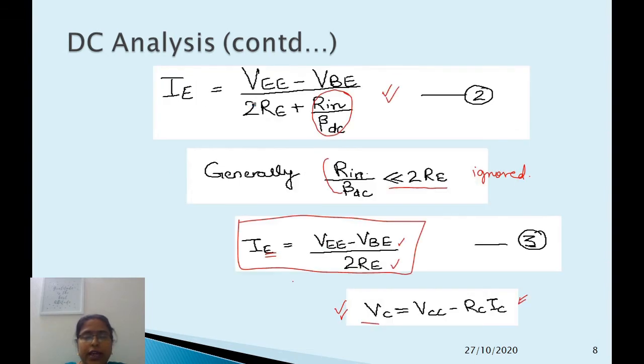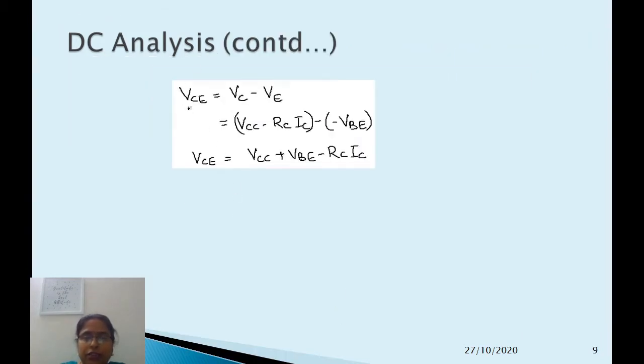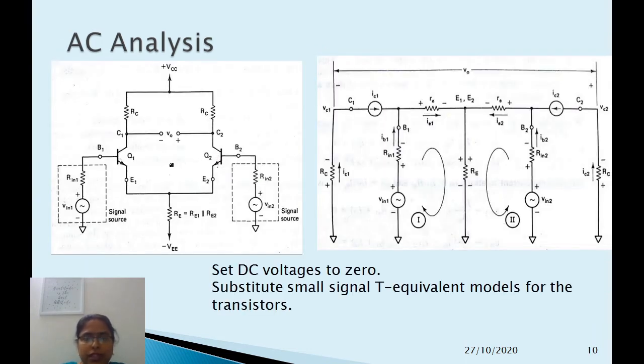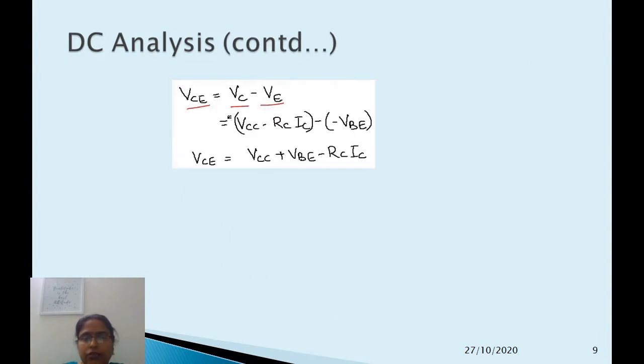Also we know that at this terminal, the voltage VE is approximately equal to minus VBE. So we have to note this also. VCE is equal to VC minus VE. What is VC? This is VC, minus VE, that will become VCE. So VC minus VE is equal to VCE.